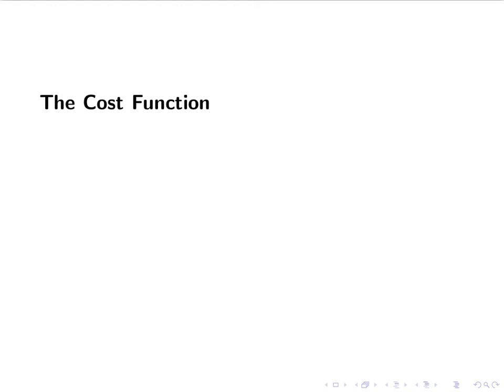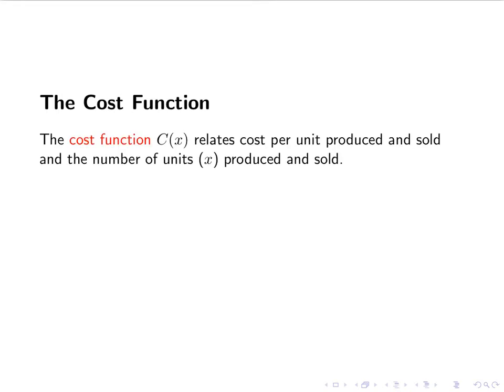Hello everyone. Today we're going to look at the cost function. The cost function, C of x, relates the cost per unit produced and sold and the number of units produced and sold, which we call x. The general formula for the cost function is vx + F.